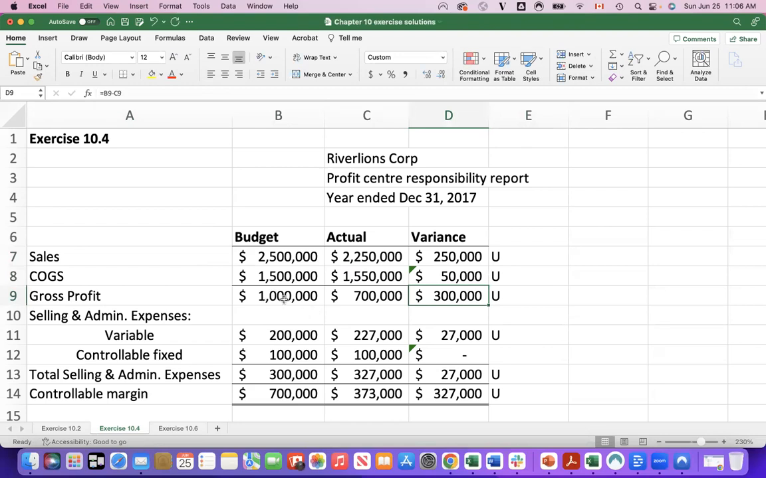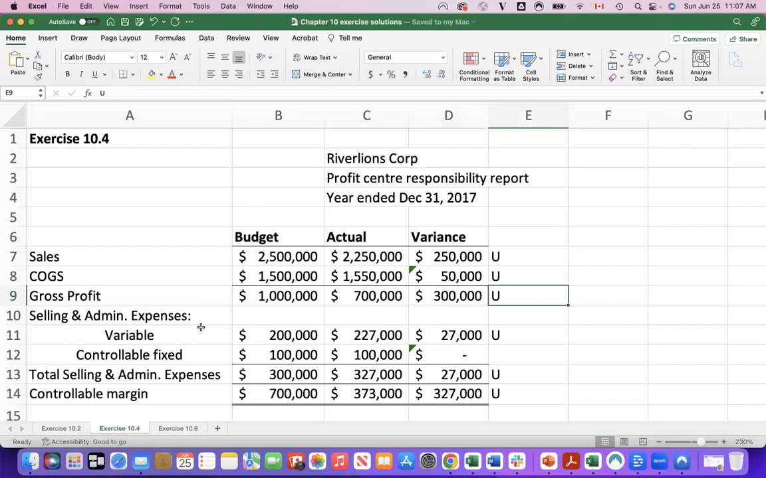Meaning our gross profit, we had anticipated to generate a gross profit of $1 million. We only generated a gross profit of 700,000. So we were under budget by 300,000. And again, you can think of gross profit, we want it to be as high as possible. So if our actual gross profit was less than budgeted, we're going to label that $300,000 variance as unfavorable.